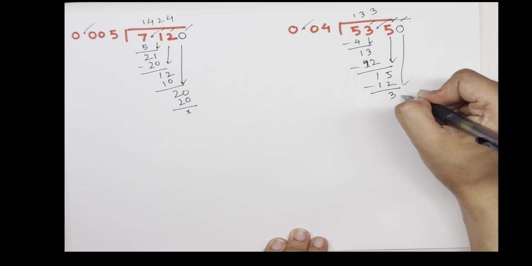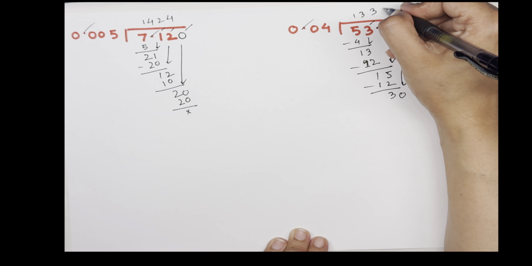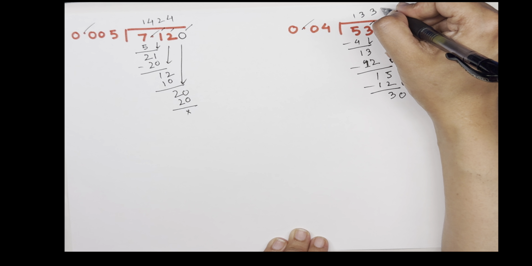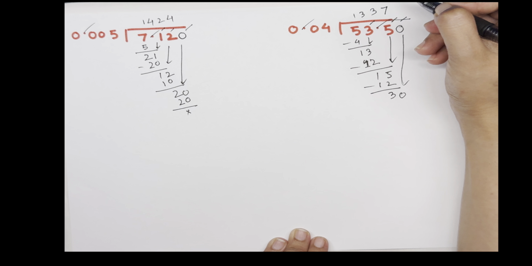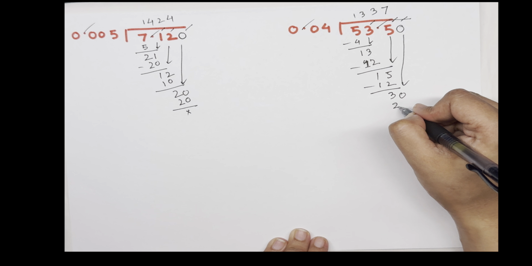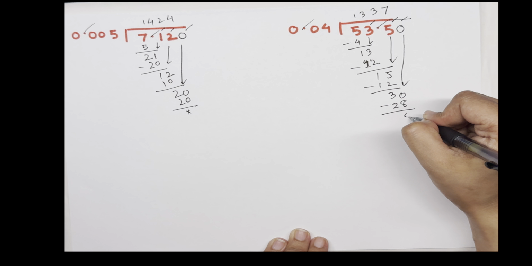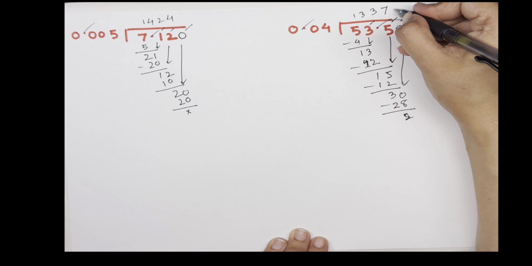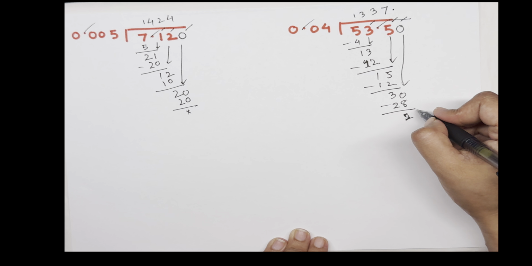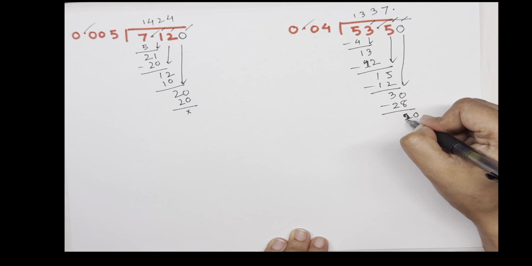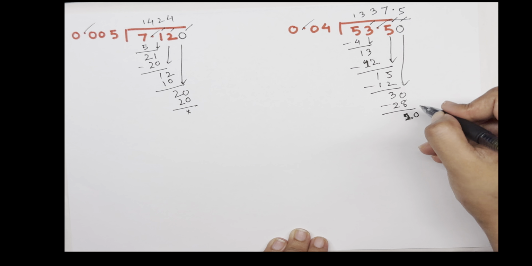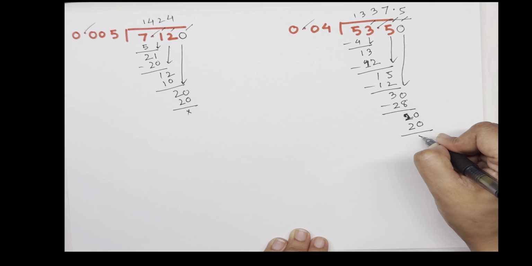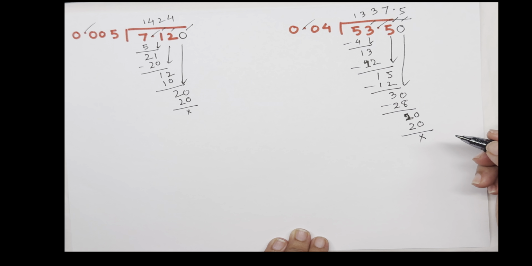Last digit is 0. 4 times 7 is 28. 30 minus 28 is 2. And then I put a decimal so that I can borrow a 0 here. 4 times 5 is 20. So 1337.5 is the answer. Hope this video is useful.